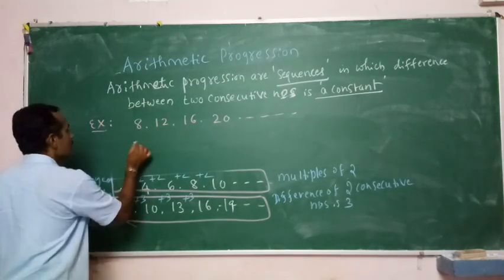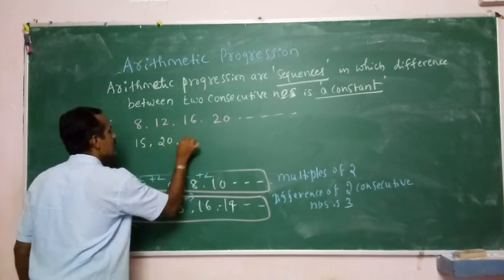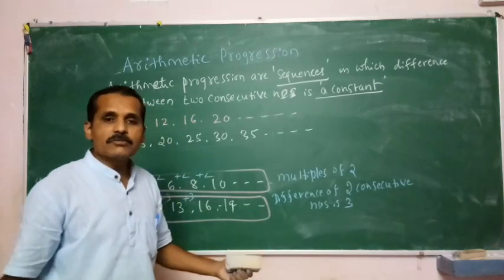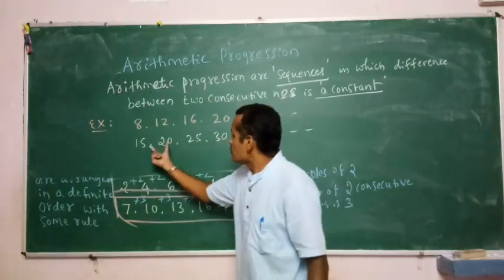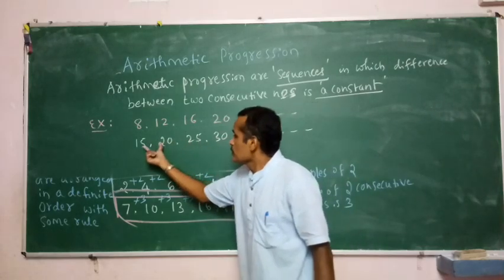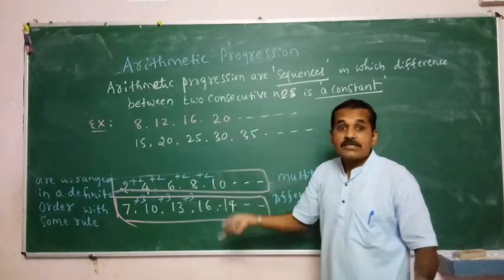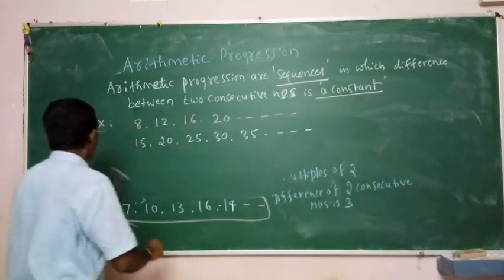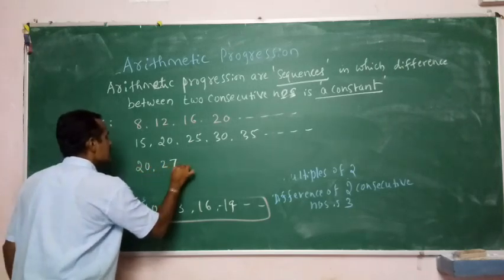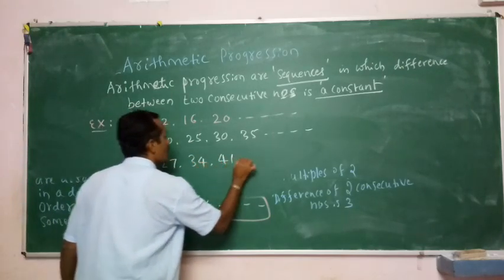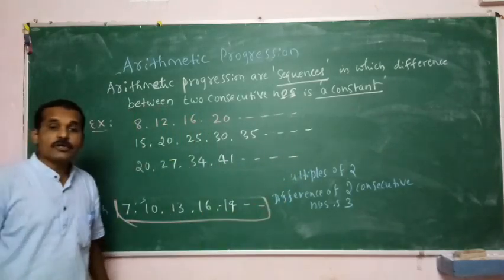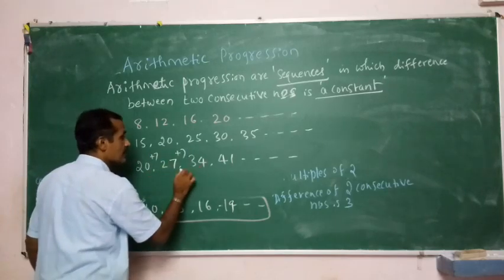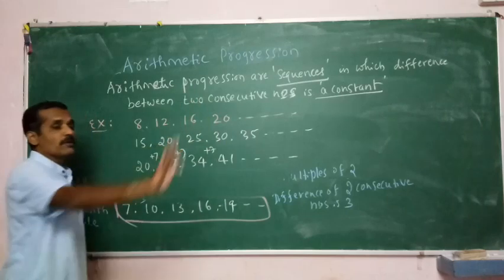I can say 15, 20, 25, 30, 35, dash. It is also an arithmetic progression because the difference between every two consecutive numbers is a fixed number. In this case, 5 is the common difference. I can say 20, 27, 34, 41, dash. This is also an arithmetic progression because the difference is the same. The difference is 7, plus 7, 41, dash.